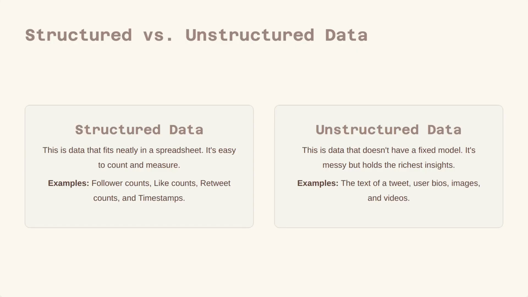Structured versus unstructured data. An important concept to understand here is the difference between structured and unstructured data. Structured data fits neatly into a spreadsheet. These are your counts: followers, likes, retweets, and timestamps. It is easy to measure. The unstructured data, on the other hand, is messy. This is the text, the bio, and the images. It doesn't have a fixed model, but this is where the richest human insights are hidden.